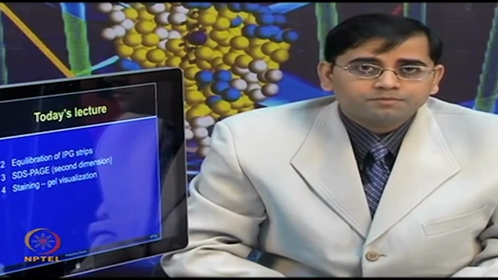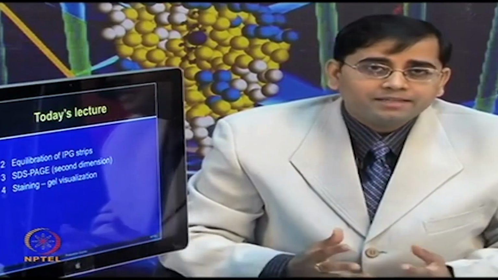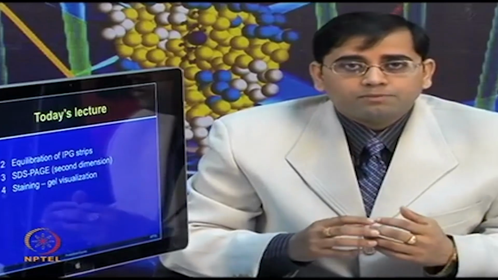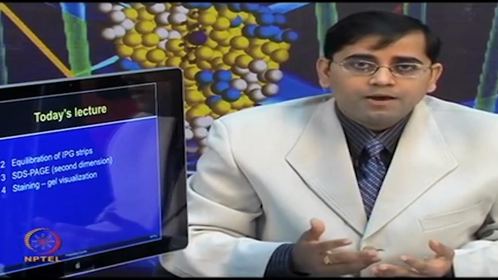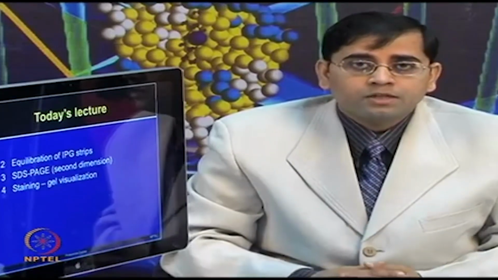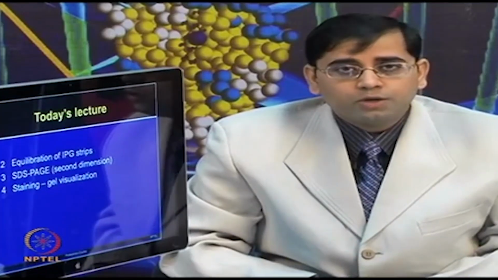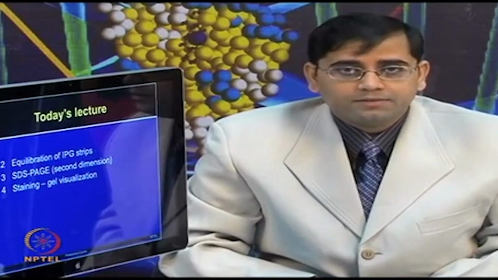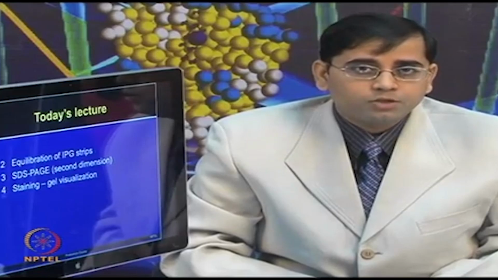Now, the fourth step, the staining procedure, how to visualize your gel, because many times you have problems of low abundance protein, or sometimes you are lucky and you have a good protein amount. So, you can try different types of staining methods depending upon your requirement and your protein yield. We will discuss different types of staining methods which can be used to perform this step. So, let us start with the first point, equilibration.